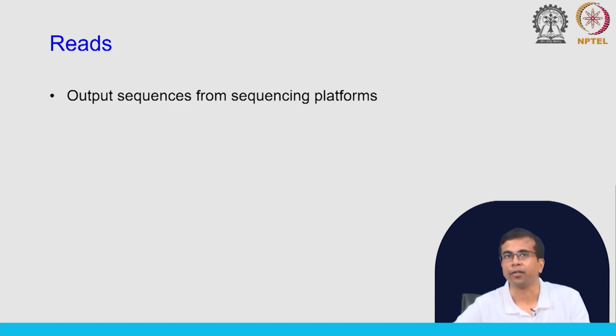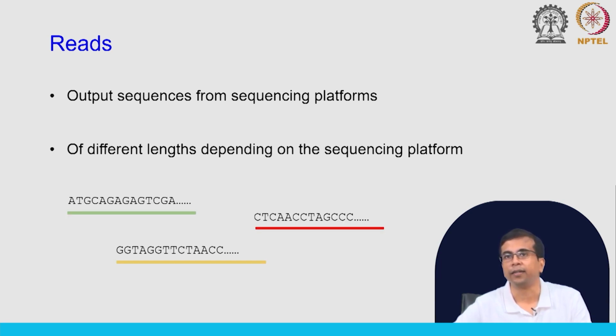These are the output sequences that you get from sequencing platforms. Instead of saying fragments and so on, we will use this term reads throughout this course, and they can be of different lengths depending on the sequencing platform. Again, as we discuss sequencing platforms, we will talk about read lengths, and here are some examples; you can have different sequences of these reads.